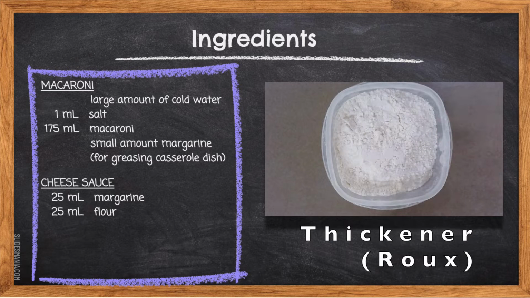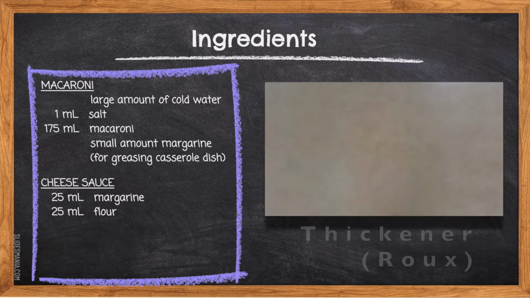25 milliliters of flour. Flour is the second ingredient used to create a roux, which is responsible for thickening our cheese sauce. Traditionally, all-purpose flour is used for a roux because it contains enough starch in the flour. Starch is important because it expands and gelatinizes while absorbing the liquid like a sponge. This is what creates the thickening action.